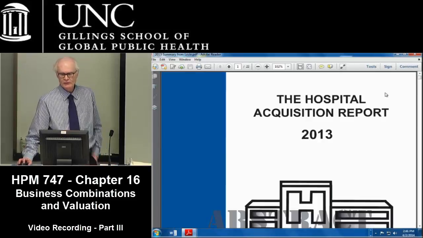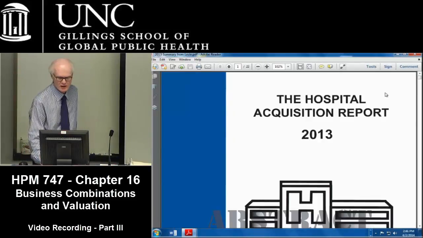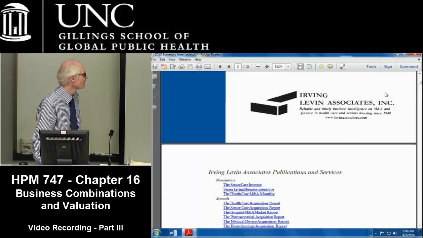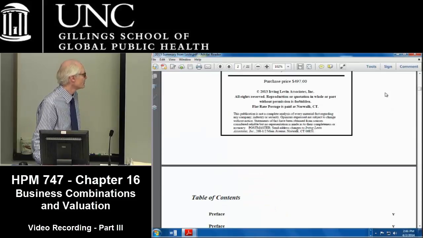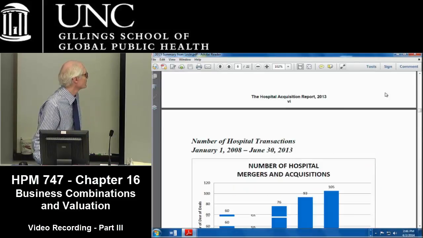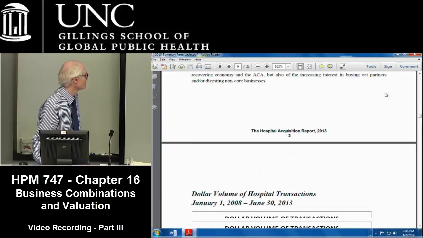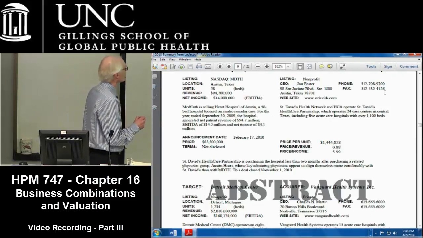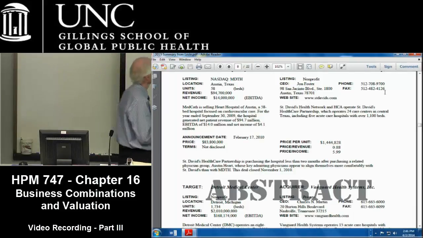Irving Levin and Associates is probably the largest, or one of the largest, investment banking firms that handle hospital acquisitions. These are real market multiples. This is the volume. You can see the volume of activity is high. Okay, so here are some examples. Eric's not here, so I could talk about Austin, Texas.